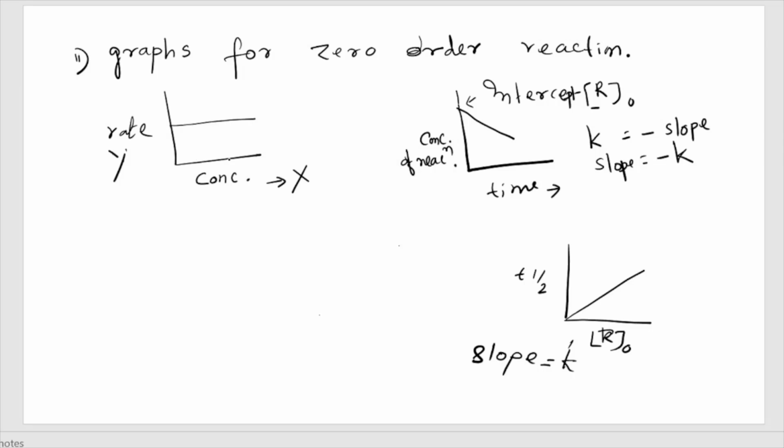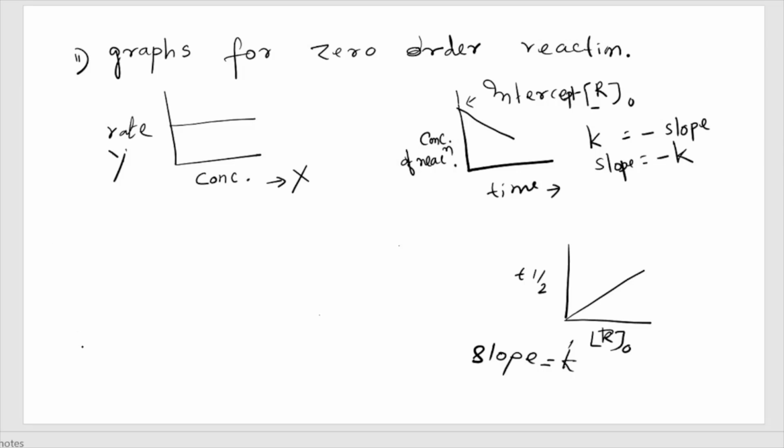Now come to concentration of the reactant with time. Here, as time increases, the concentration decreases, and there is an intercept, that is the initial concentration. Here k equals minus slope, and slope equals minus k. This is also in the form of y equals mx plus c.